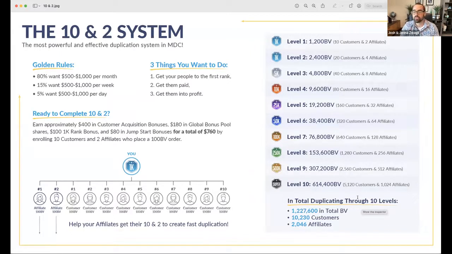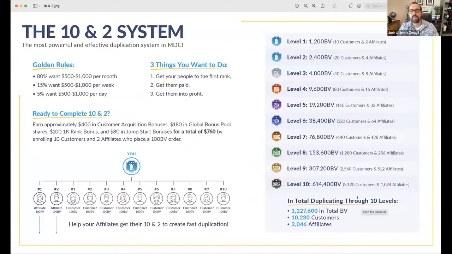So this is what we call our 10 and 2 system, where there's 3 things that you basically want to do. You want to help people get to the first rank. That is key. You should try to become a 1K ranked factory in your group, a factory of just breaking 1Ks all day. That's the foundational rank in My Daily Choice.